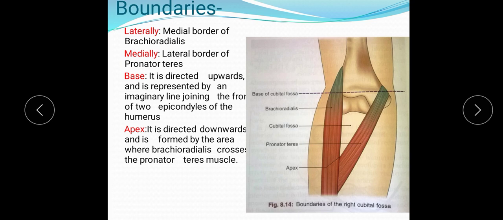Then there are different boundaries. It has a lateral boundary, medial boundary, base, and the apex. Laterally, it is formed by the medial border of the brachioradialis. Medially, it is formed by the lateral border of the pronator teres. The base is directed upward and is represented by the imaginary line passing on the front of the two epicondyles of the humerus. The apex is directed downward and is formed by the area where the brachioradialis crosses the pronator teres muscle. These are the boundaries.